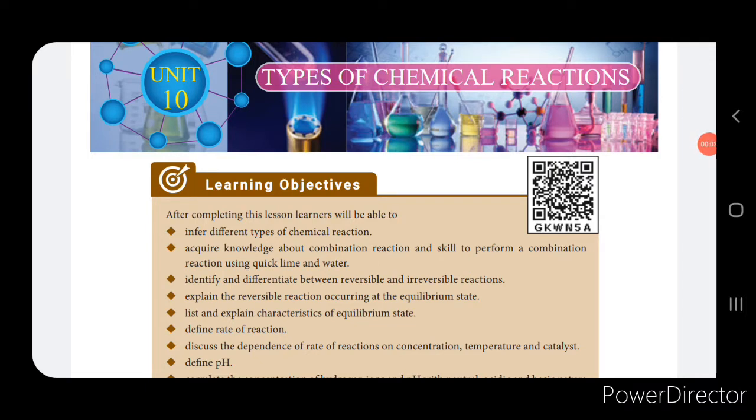Today we are going to see unit 10, types of chemical reaction. Now in this lesson we'll be learning about what is a chemical reaction, what is an unbalanced chemical reaction, and the types of chemical reactions. Now here you have the classification based on the nature of rearrangement of atoms and the classification based on the direction of the reaction. And we'll be learning about the rate of chemical reaction, factors influencing the rate of chemical reaction, state of equilibrium, ionic product of water, pH scale, and the role of pH in everyday life.